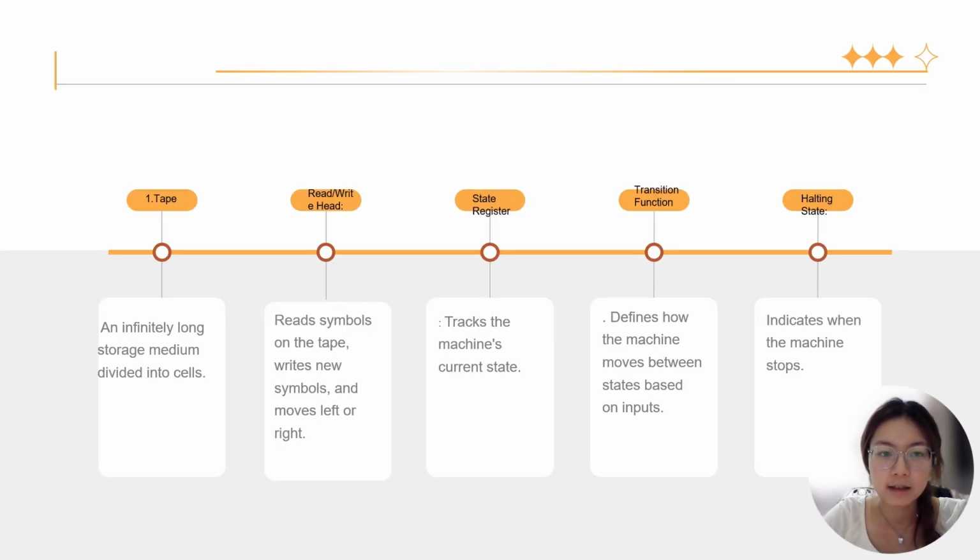And the next one is key components of a Turing machine. First one is the tape, an infinitely long storage medium divided into cells. The next one is the read and write head. It reads symbols on the tape, writes new symbols, and moves left or right. The next one is the state register, which tracks the machine's current state. Next is the transition function, which defines how the machine moves between states based on inputs. And the last one is the halting state, which indicates when the machine stops.